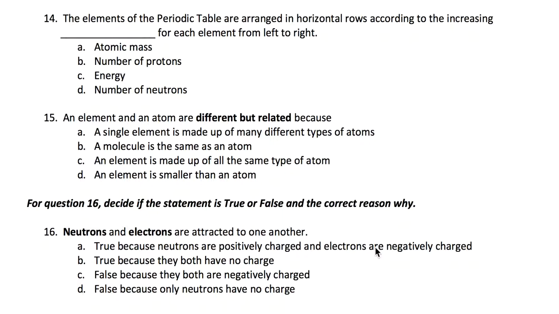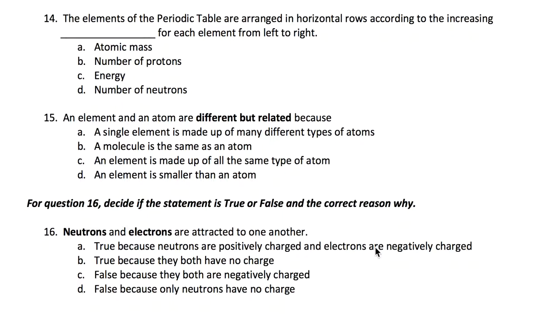Question 15. An element and an atom are different but related because A. a single element is made up of many different types of atoms. B. A molecule is the same as an atom. C. An element is made up of all the same type of atom. Or D. an element is smaller than an atom.